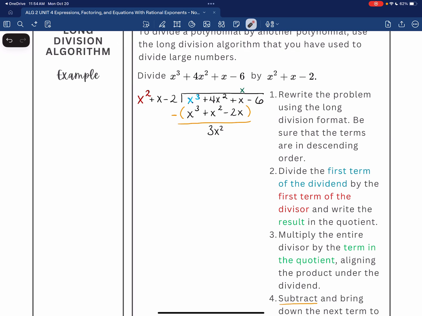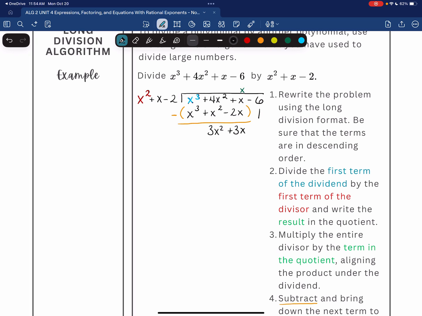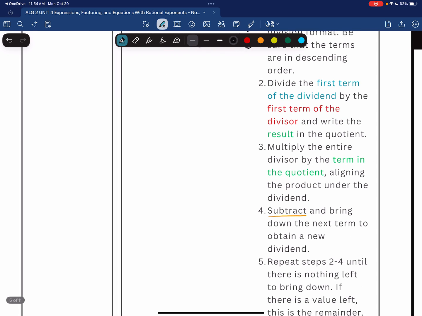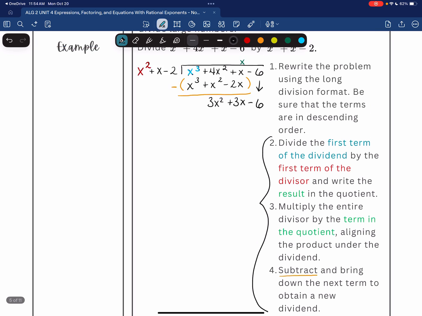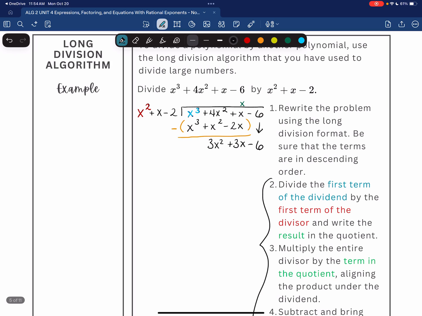Next term, what do we have? When I have an x minus a negative, that's going to actually be addition. Minus a negative, so now I have a 3x. Okay, so that's the result of subtracting those. Now we're ready to bring down our next term and begin the process all over again, beginning steps 2 through 4 again until there's nothing left to bring down. Well, we're at our last term here, so this will be the last thing we have to bring down.